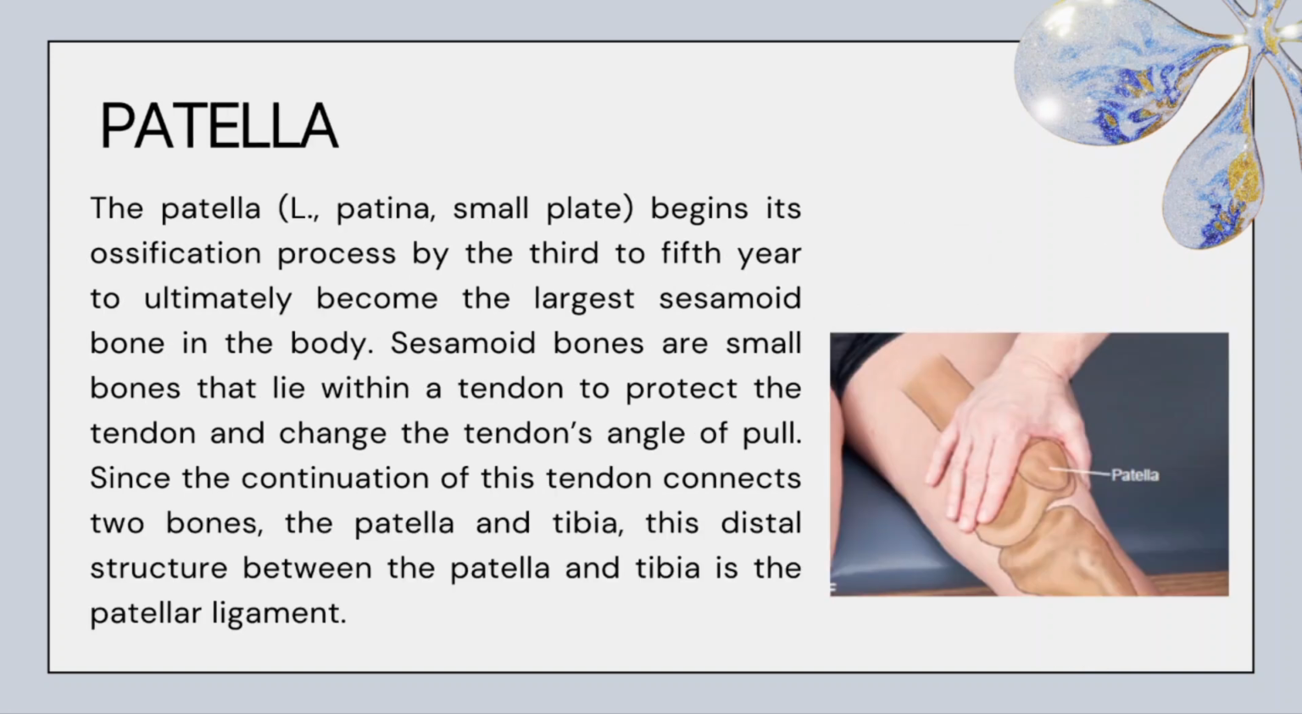The patella. It begins its ossification process by the 3rd to 5th year to ultimately become the largest sesamoid bone in the body. Sesamoid bones are small bones that lie within a tendon, to protect the tendon and change the tendon's angle of pull. Since the continuation of the tendon connects two bones, the patella and the tibia, this distal structure between the patella and tibia is the patellar ligament.